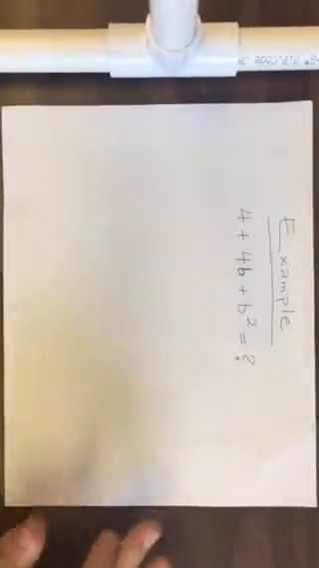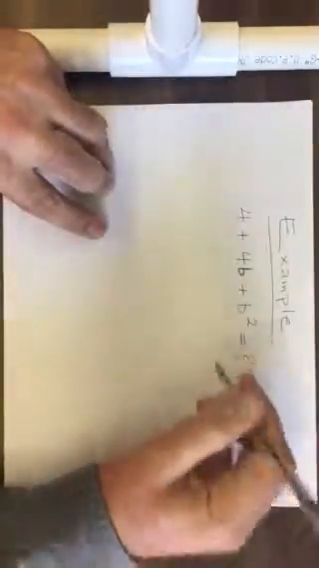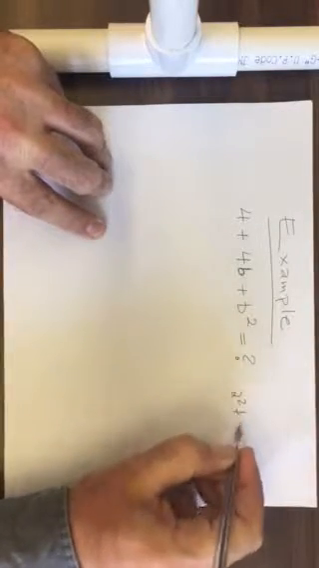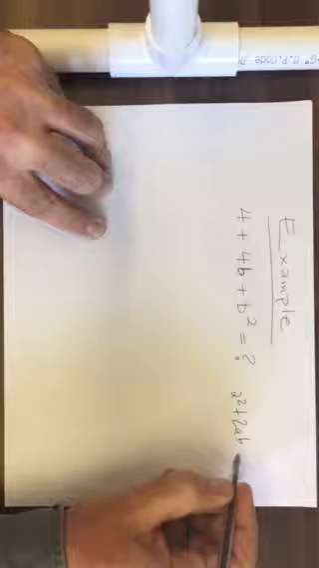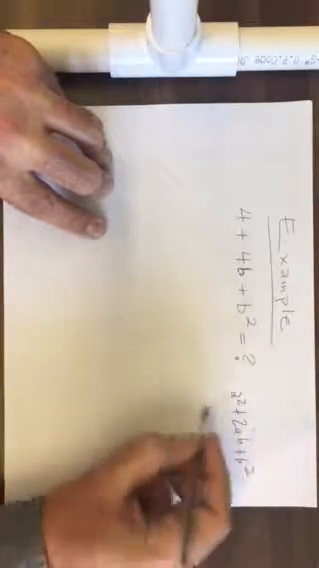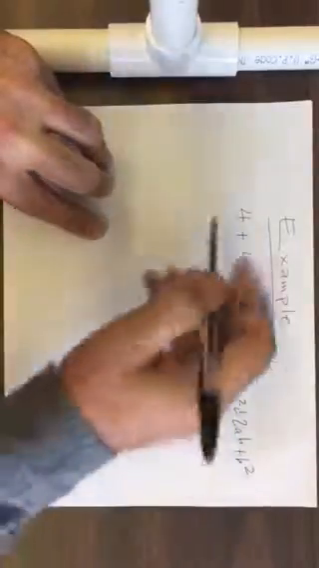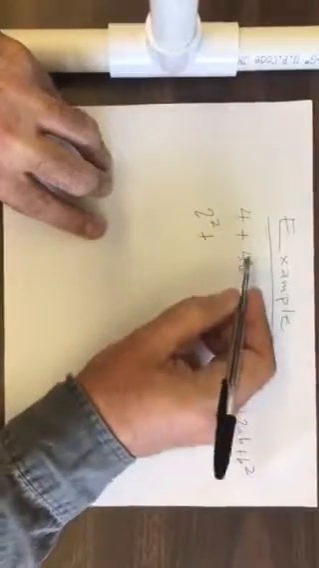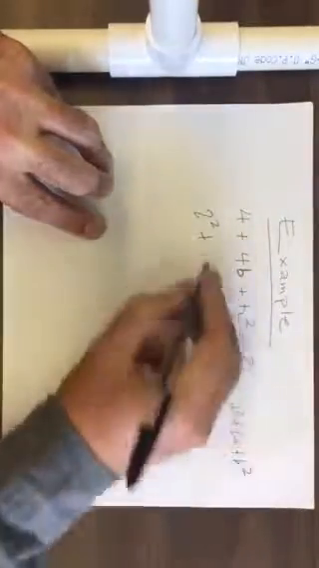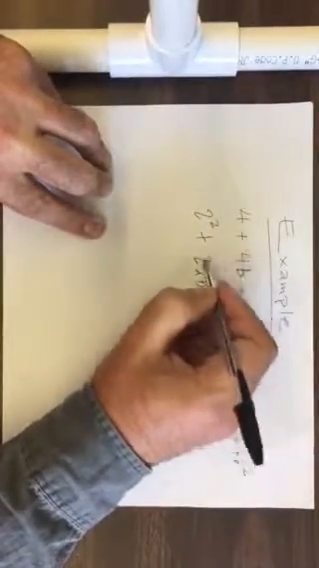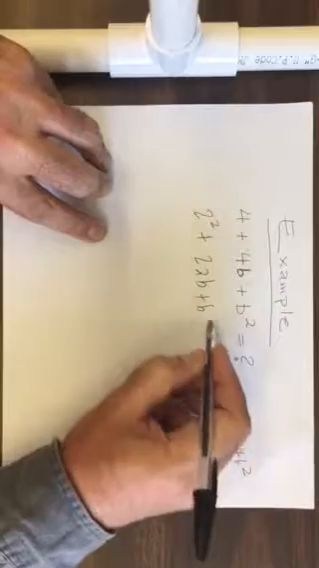So here's an example. This one follows the same format. This is a squared plus 2ab plus b squared. So a in this one is actually 2. So this is 2 squared, and then 2 times ab, because 4 equals 2 times a, and then b squared.